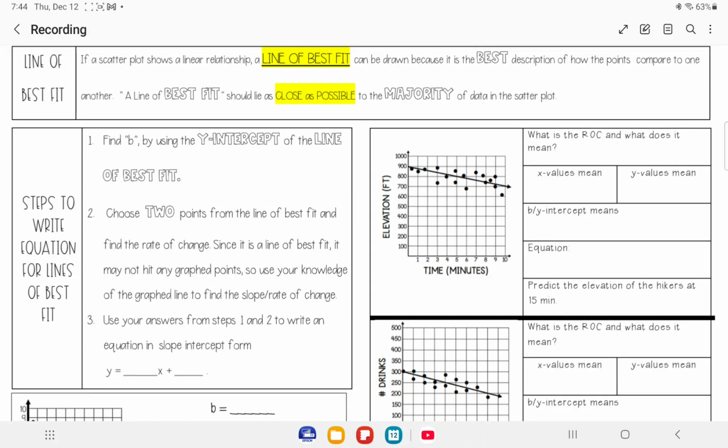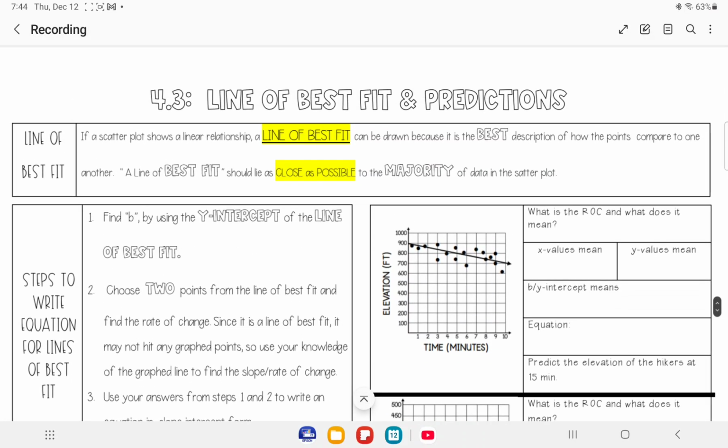Today we're working with the line of best fit. So we're taking a line of best fit and then we're using it to make some predictions about the data that's been given to us.